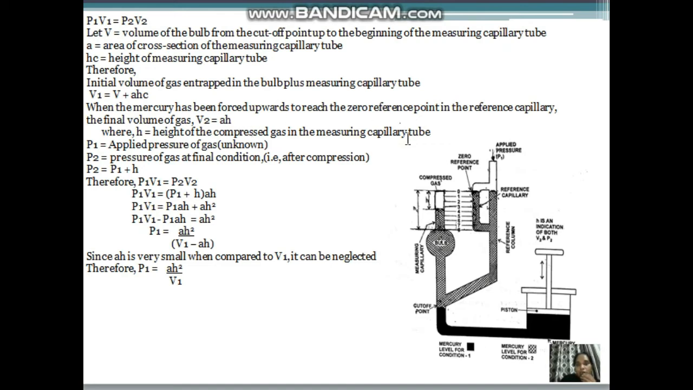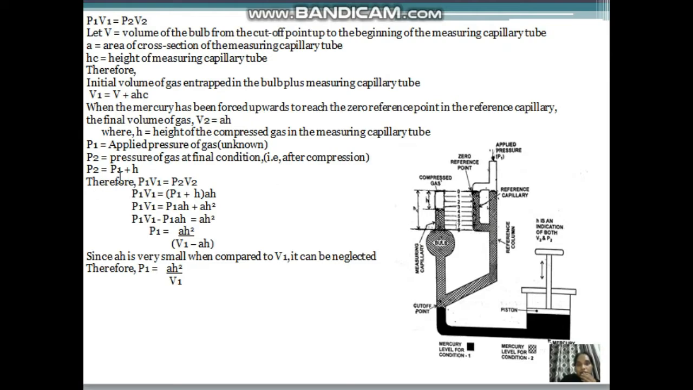Next, after the gas is entrapped in this area, what is the volume? V2 equal to the area of cross section A into the compressed gas height H. So P1 V1 equal to P2 V2. So now we have V1, V2. So what is P2? Initially the pressure is P1. So P2 equal to P1 plus the height at which it was entrapped, H. So P2 equal to P1 plus H.